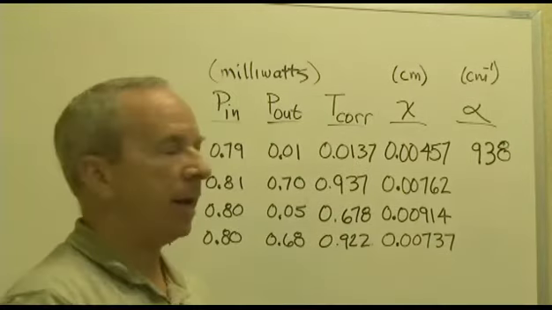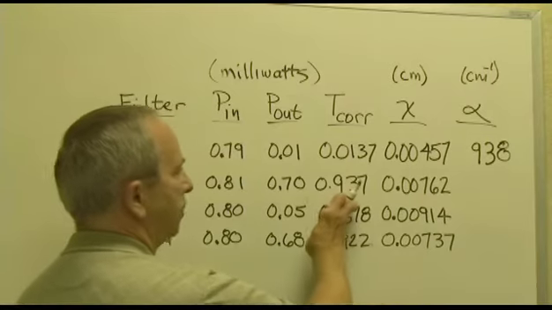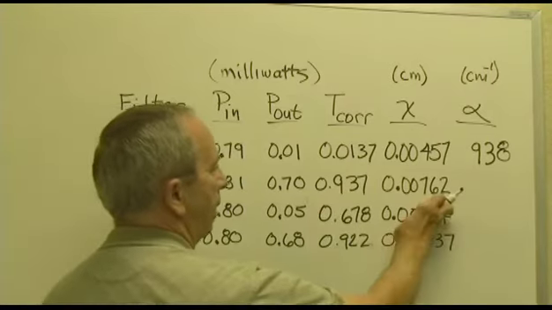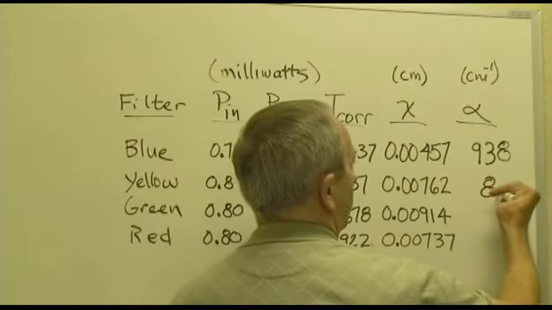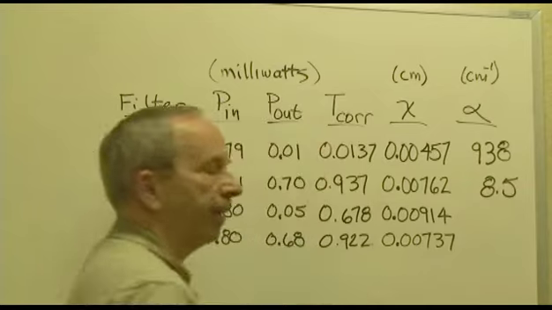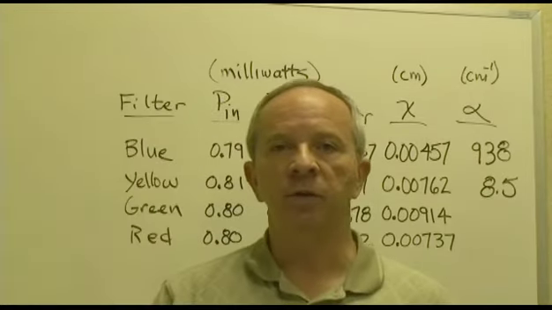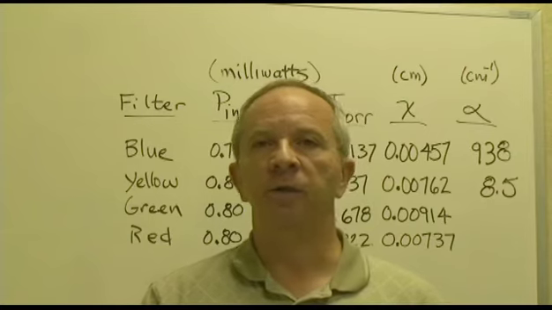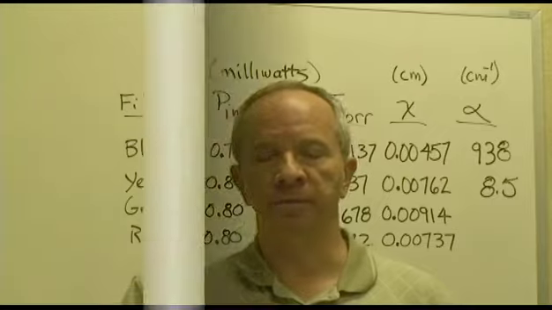All right. How does that compare with the yellow filter? Well, if we do that same negative log of 0.937 divided by the thickness of our yellow filter, we'll get an absorption coefficient of about 8.5 per centimeter. Big difference in the absorption that takes place using a yellow filter and the blue filter. And you can do the similar calculation for the green and the red filters.